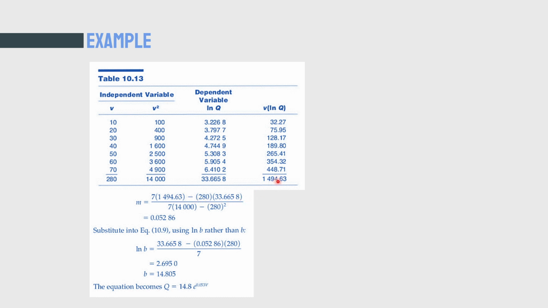You can see 1494 plugged in here, and the number of samples is 7. You continue your calculation, and you'll find that m would be 0.05286. Now for ln B, that would be 33 minus 0.052 times 280, over 7, which would give you 2.6. Take e to the power of ln B and it will give you B. e to the power of 2.6 will give you 14.8. The equation will be Q equals 14.8 multiplied by e to the power of 0.053V. And that's the equation of your line using the least squares method.